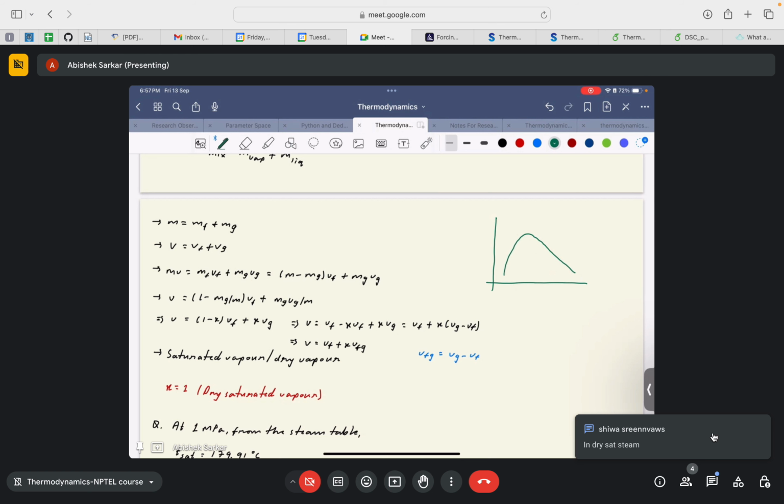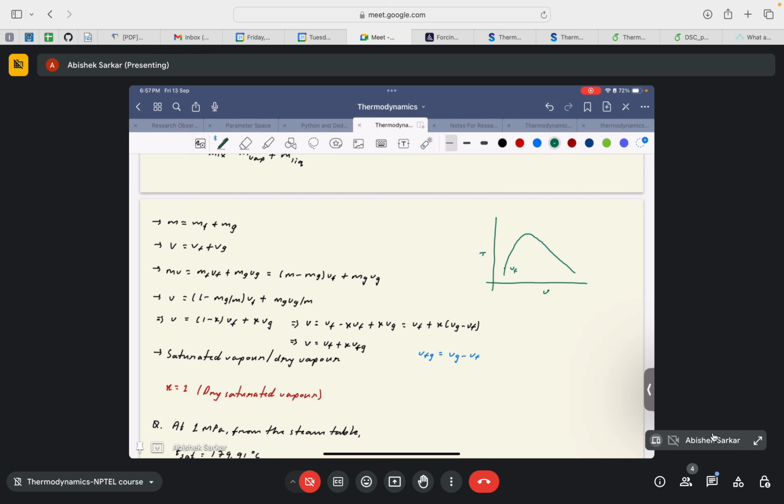In dry saturation steam. No. Let me just make the question a bit clearer. Okay, so if this is a TV plot, this point would correspond to Vf, right? The specific volume of the fluid. This point will correspond to the volume of the gas, right?